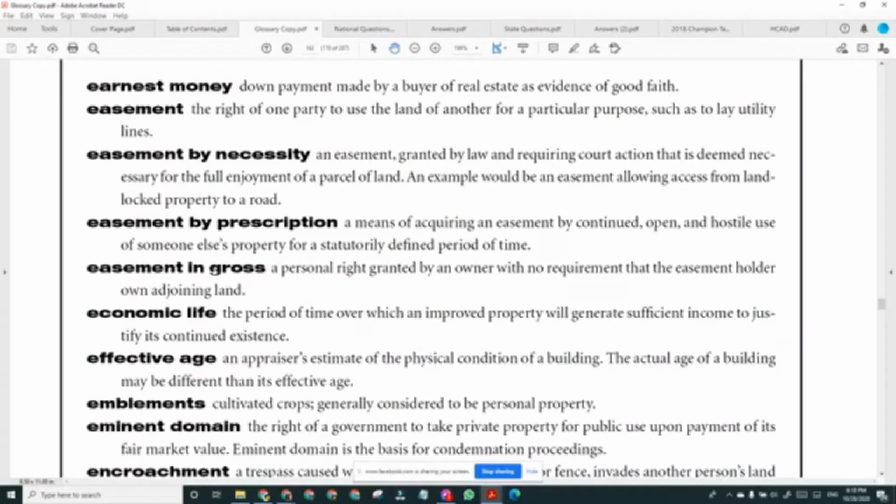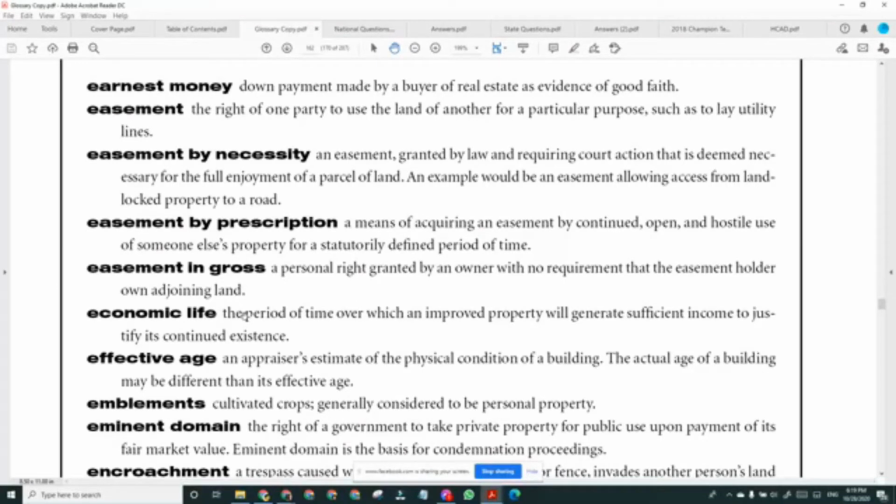Easement in gross, okay, so you know the gross thing, right? It's the initial amount, not, I'm talking about money, okay, as an example. A personal right granted by an owner with no requirement that the easement holder own adjoining land. So the easement holder is who? That's the dominant party, because the owner is the servient party.